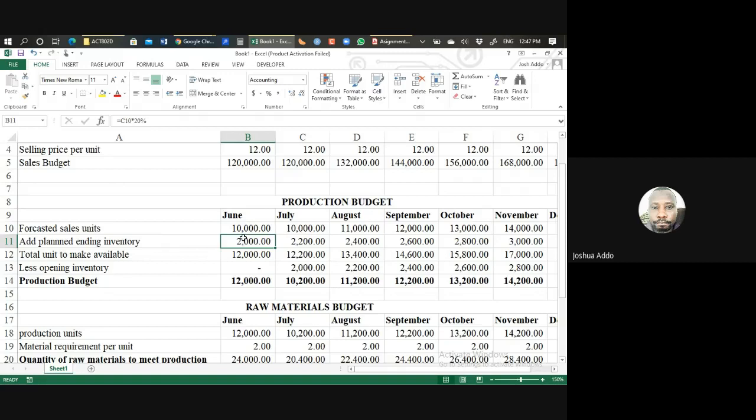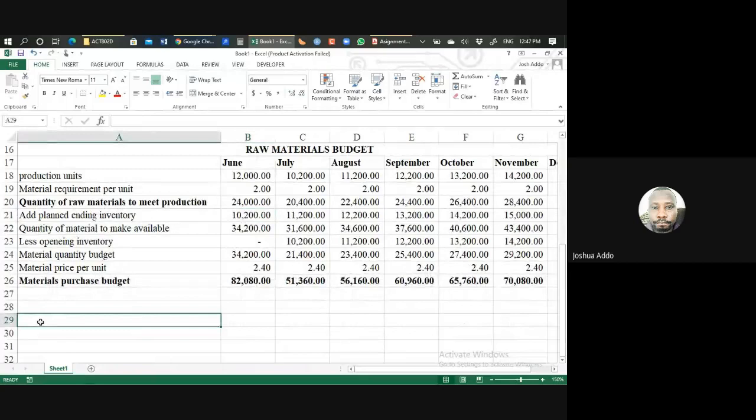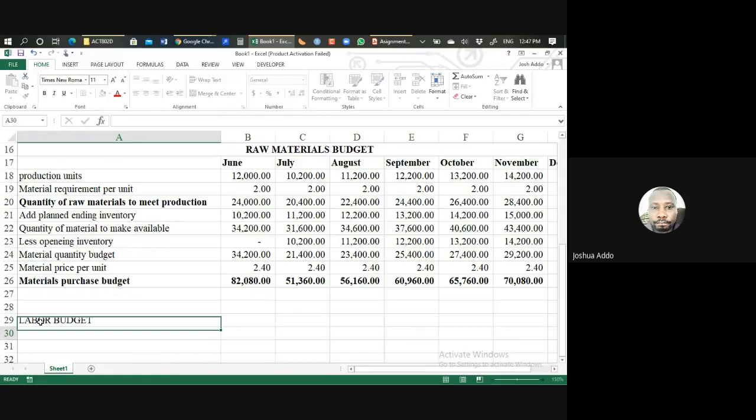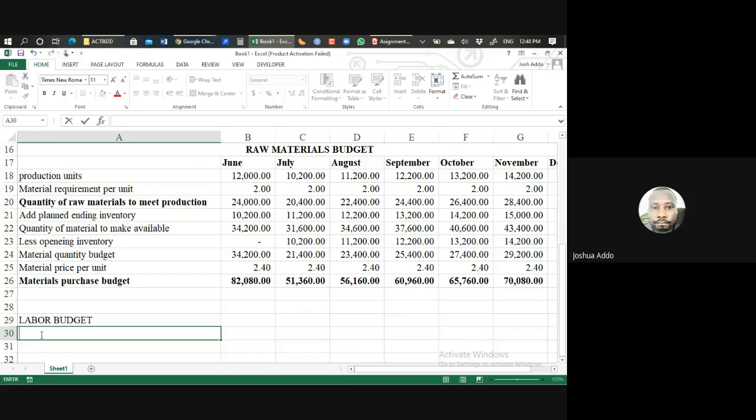So the labor budget can be simply specified as follows. Our key input will be the production units, because labor is going to produce the production. We can pick the production units from any of the budgets. We even have the production units inside the raw materials budget, but we picked it from the production budget. It always makes sense to pick it from the right source. So we can type here production units and pick the figures.